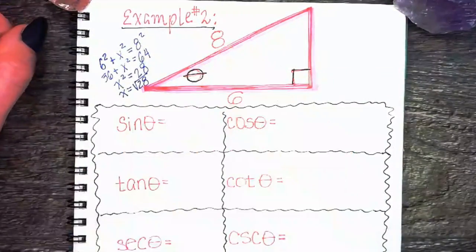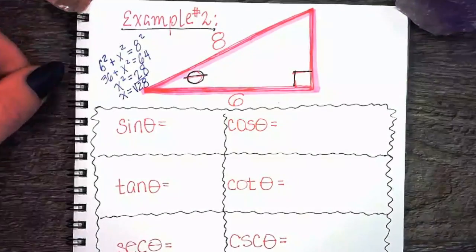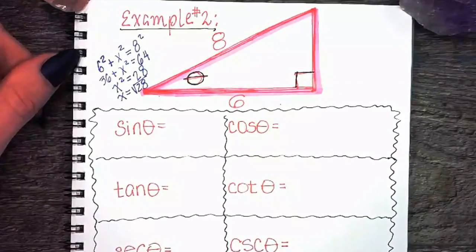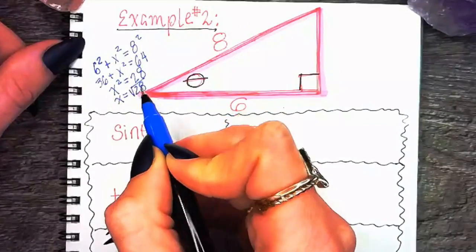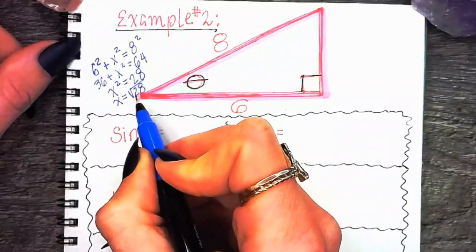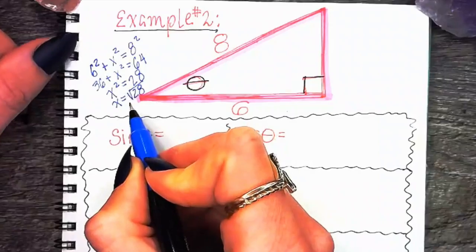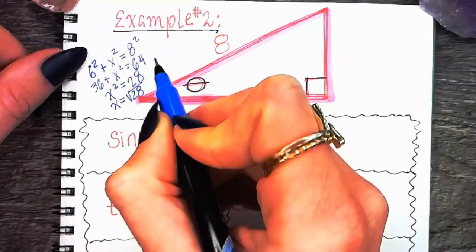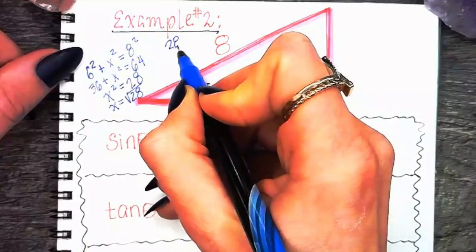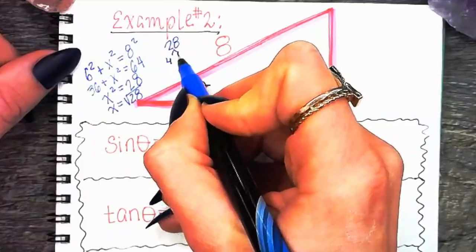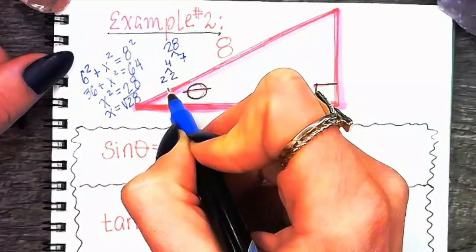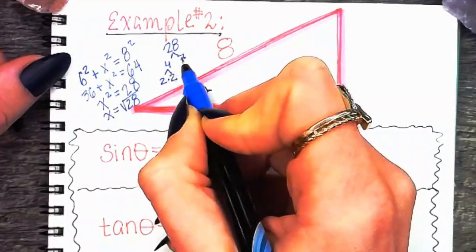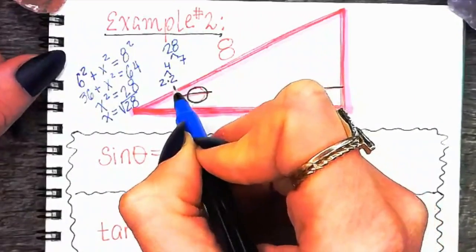The square root of 28 is not wrong for the missing side, but it's not simplified. What numbers multiply to give you 28? Not only what numbers, but what prime numbers? What is the prime factorization of 28? What are the ingredients that make up 28? The purest ingredients are 2 times 2 times 7.